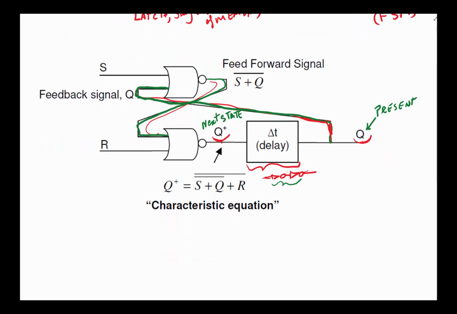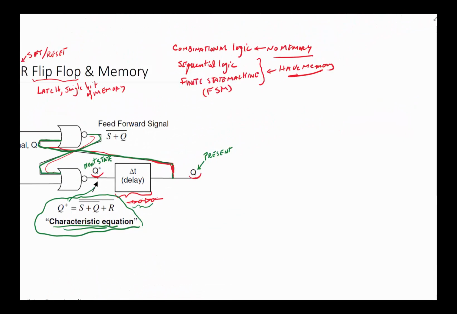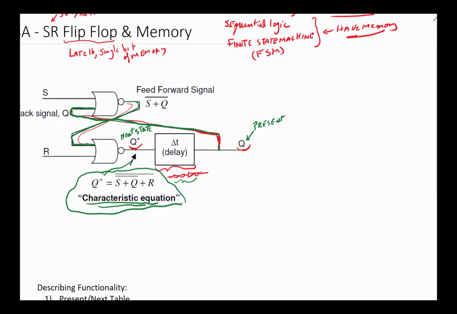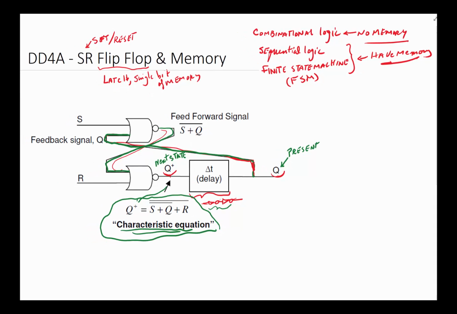Now, if we write the equation for Q plus right here, it is equal to S or Q naught, S or Q not over the whole thing, or with R not over the whole thing. This equation describes Q plus and is referred to as a characteristic equation, an important one to remember. Now that we have a characteristic equation, can we write a truth table for this? Yes, we could. So let's take a look at a truth table for this thing. Remember, the only thing we have to be cautious about is that if we do a truth table for this, we're going to have two inputs, two external inputs.